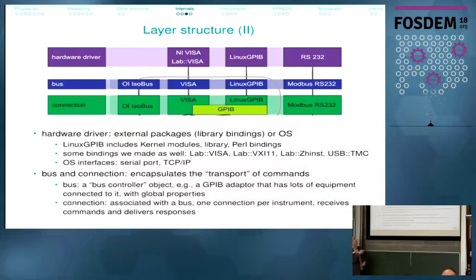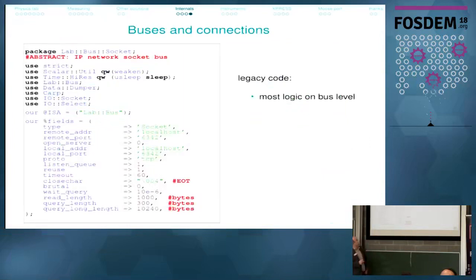The connection layer, on the other hand, is one object per attached instrument. So this is like a TCP connection that goes from point A to point B. So you have a connection per instrument that is attached to the cable. The connection layer is actually only a very thin interface.